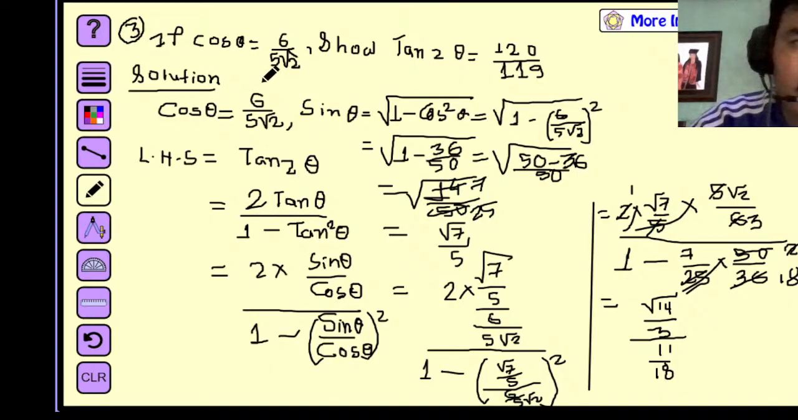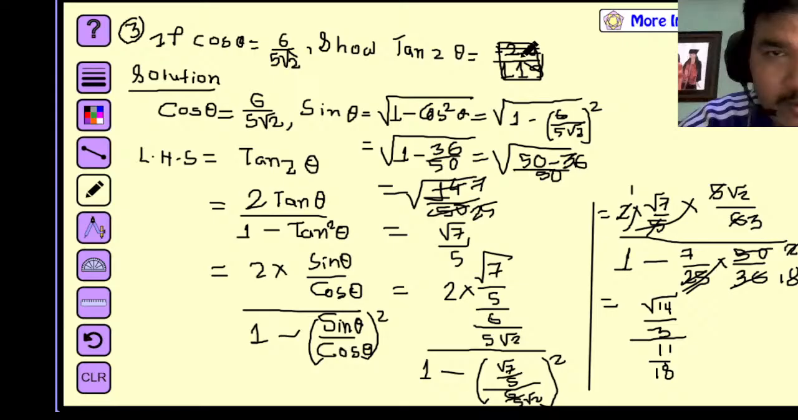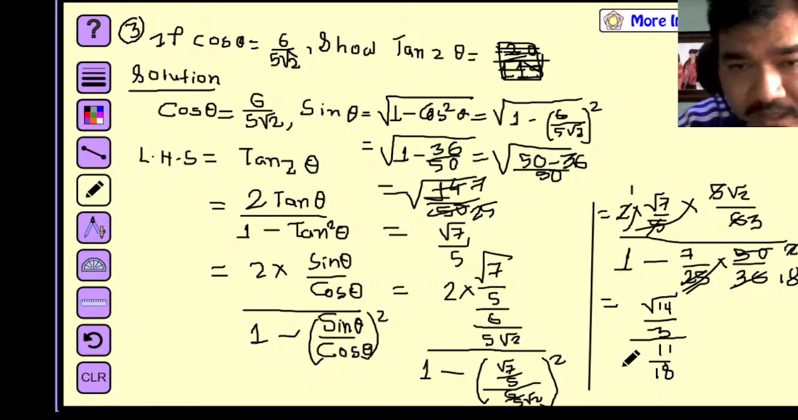See here, I wrote these values from another question, 6 by root 2. This value is different. Whatever value comes here, that will be the answer. This value I copied from another question. This is not to prove here. Here this value was written from another question. This is not the value to prove. What value came here, that is the answer to prove here.